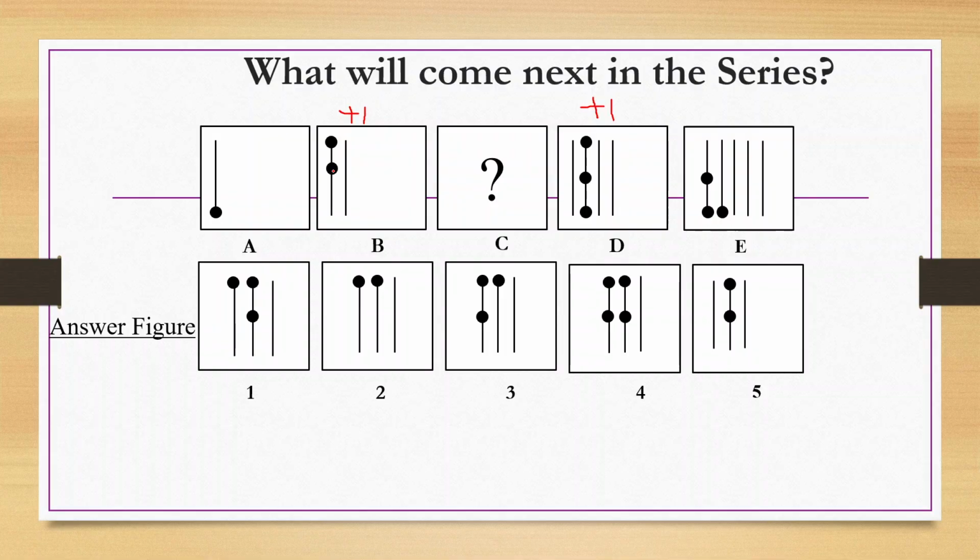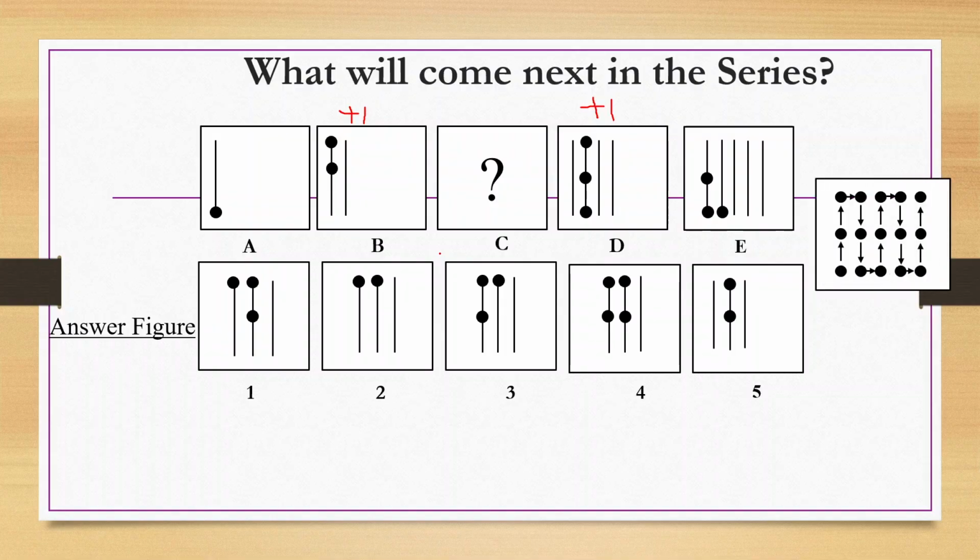So now what is the pattern in which these dots are moving? So I'll show you the pattern. So this is the pattern in which these dots are moving. So in B, we have a dot here in the middle and a dot here at the top of the line segment 1. So now what I'm doing is I'm just naming these line segments. So let's suppose this is line segment 1 and this is line segment 2. Okay, so this is line segment 1 and this is line segment 2.